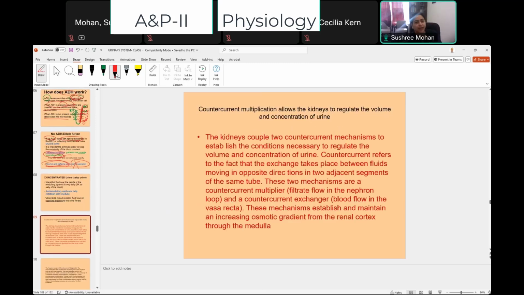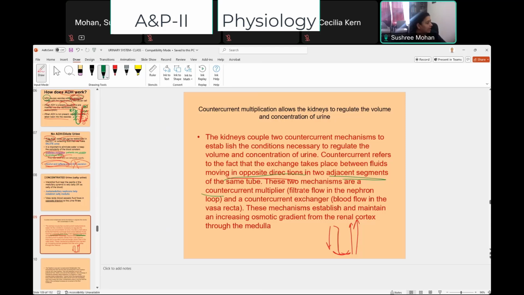So now the last part is countercurrent multiplication. It allows the kidneys to regulate the volume and concentration of urine. What is this countercurrent mechanism? You must have seen that one limb is going down, which is the descending, then it takes a loop, and then ascending. Both are moving in the opposite direction, though they're parallel to each other. One comes down, the other goes up. So opposite direction, but they are parallel to each other, adjacent to each other.